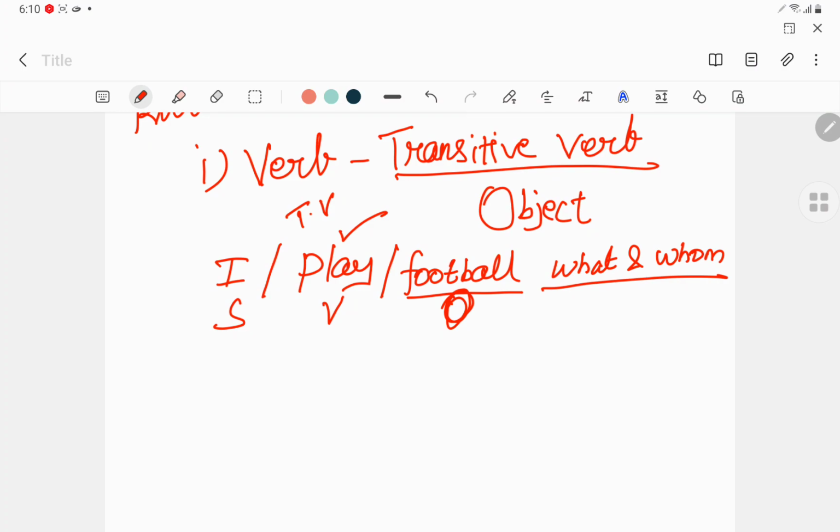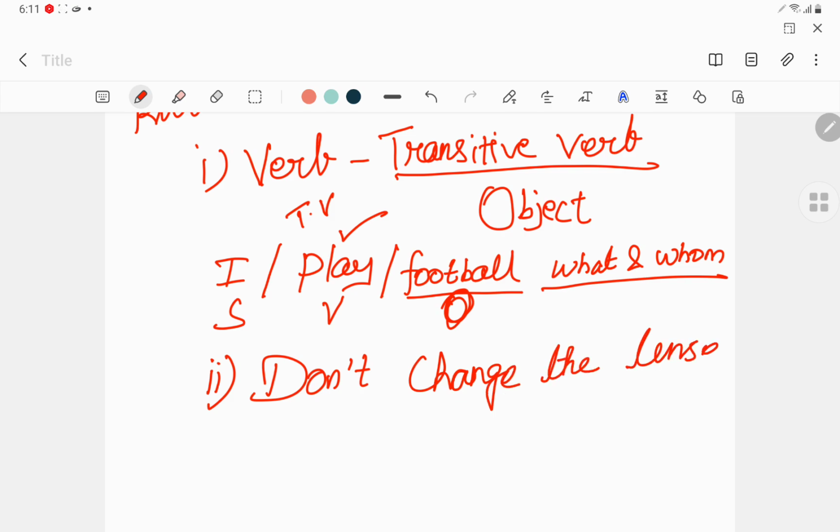Then what is the second rule in active voice? You want to concentrate on the tense. Don't change the tense. The tense we are using, that same tense only we want to use again. For example, if you have a present tense in that sentence, while changing into a passive form, that sentence must be in a present tense.